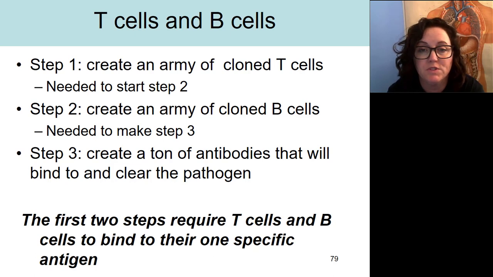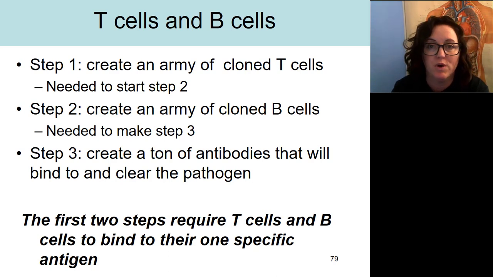I like to think of the specific immune response as having three major steps. Step one is to create an army of cloned T cells. We need this army of cloned T cells to do step two, which is to activate our B cells and create an army of cloned B cells. We need our B cells for step three, which is making lots and lots and lots of antibodies that are going to clear the pathogen from our system. So those first two steps in the specific immune response require our T cells and B cells to bind to their one specific antigen. Let's look at these processes.